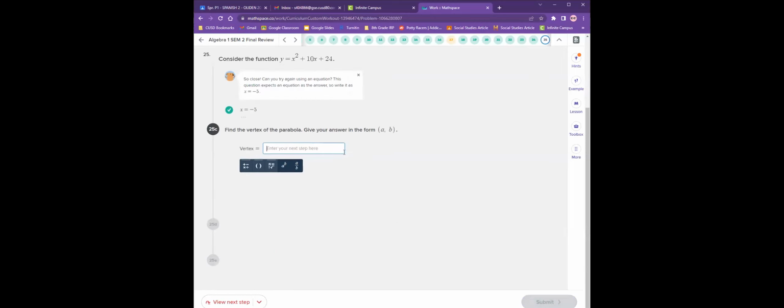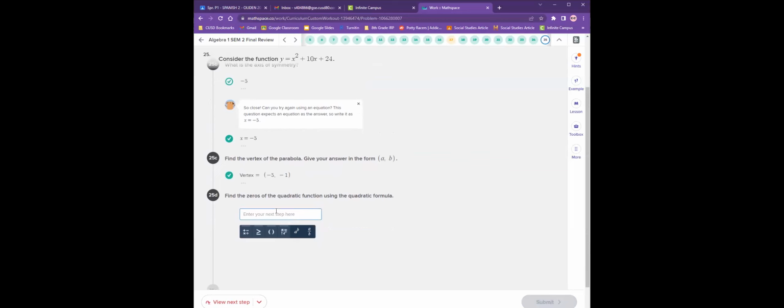Find the vertex of the parabola. So x equals negative 5, and then you have to plug that back in. So 25 minus 50 plus 24 is negative 25 plus 24. So it'd be negative 5, negative 1. That looks right.